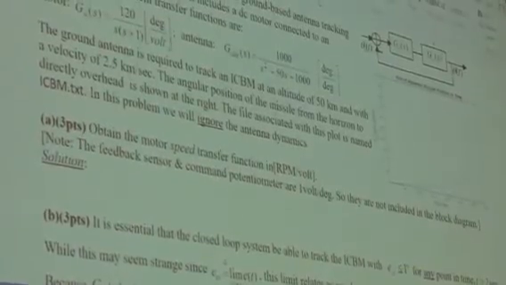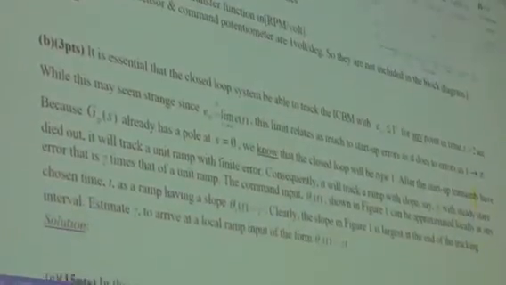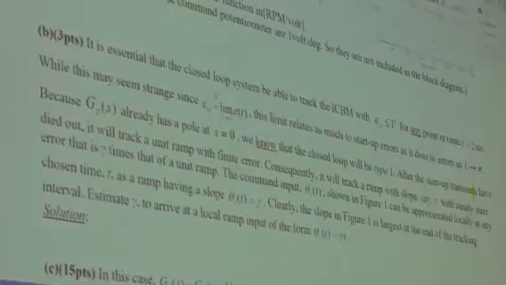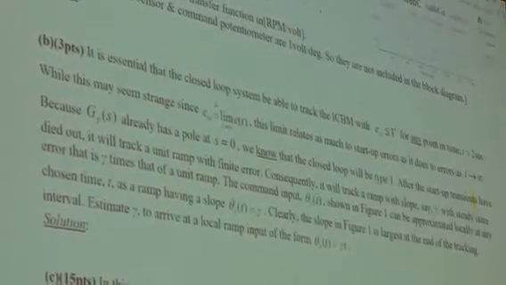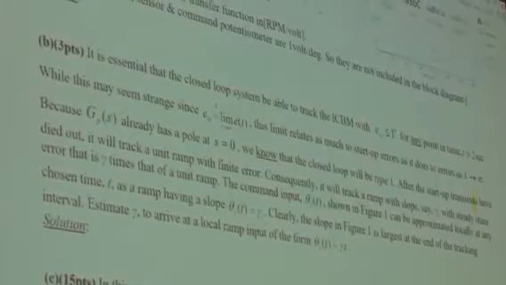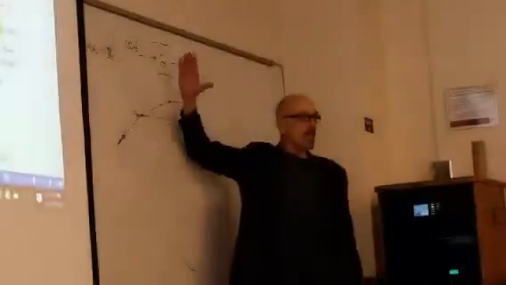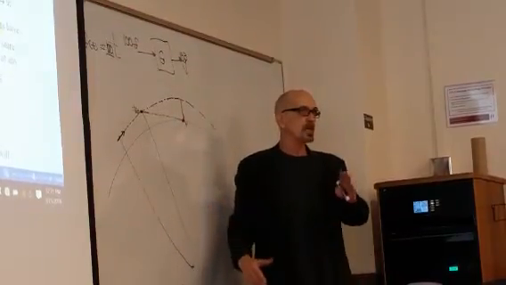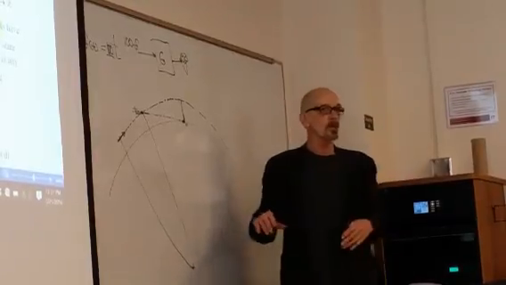Any questions on that? Okay. Part B then, it's essential that the closed loop system be able to track the ICBM with a steady state error of less than 1 degree, roughly, for any point in time bigger than 2 seconds. Why do I say bigger than 2 seconds? Because when the thing first comes over the horizon, this is when you trigger the antenna to start tracking it. And there's going to be a startup transient for a couple seconds before it starts the steady state tracking of this thing. So don't worry about the first couple seconds.